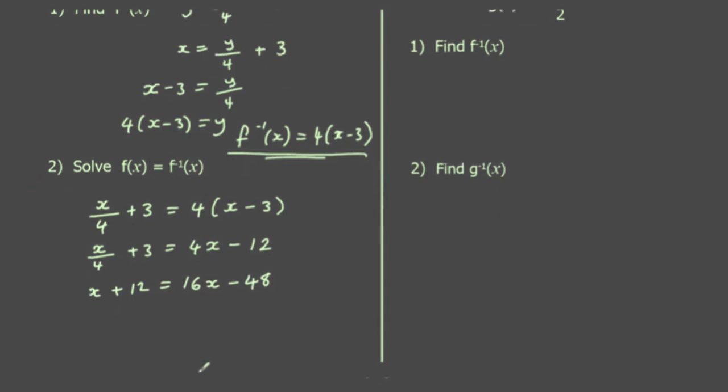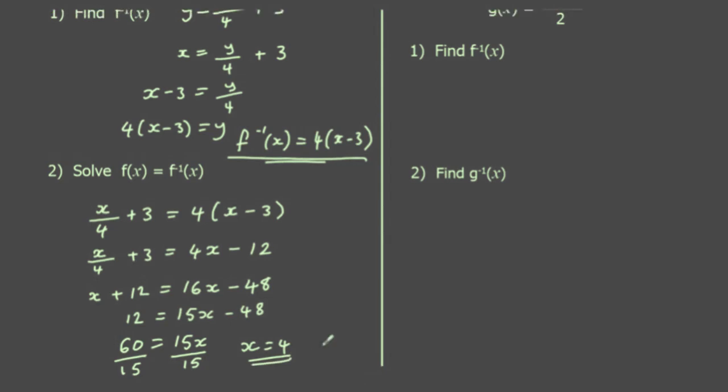So now I am going to take my smallest x away, which is 1x. Take 1x away from both sides. So 12 equals 15x minus 48. I am going to add 48 to both sides. It should give me 60 equals 15x, and then divide both sides by 15 to get x by itself. So x is 4. So what does that tell us? 4 is the value where the input and the output are the same.